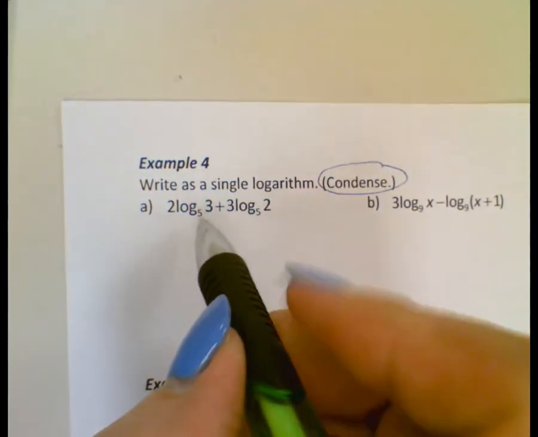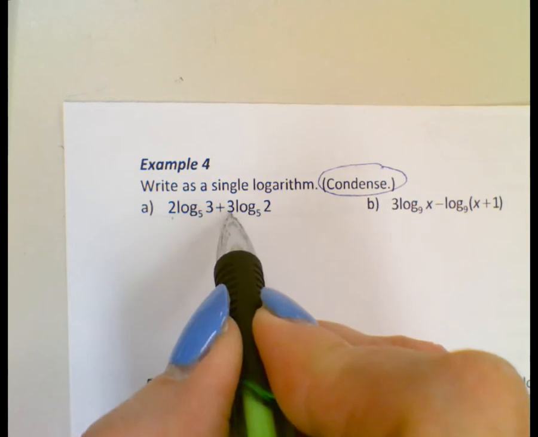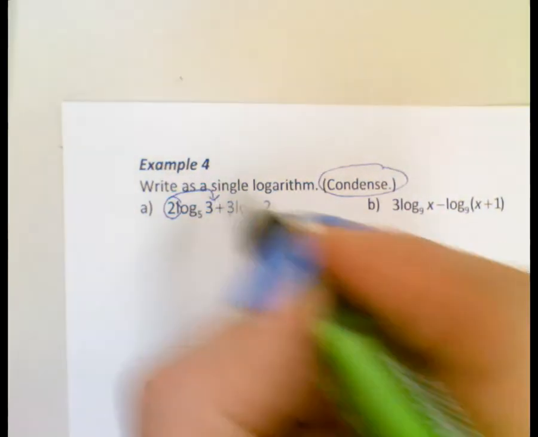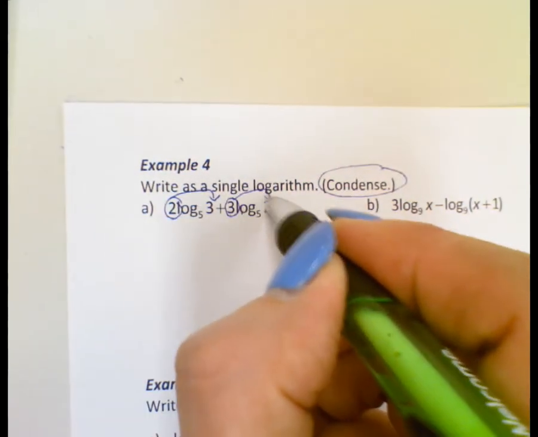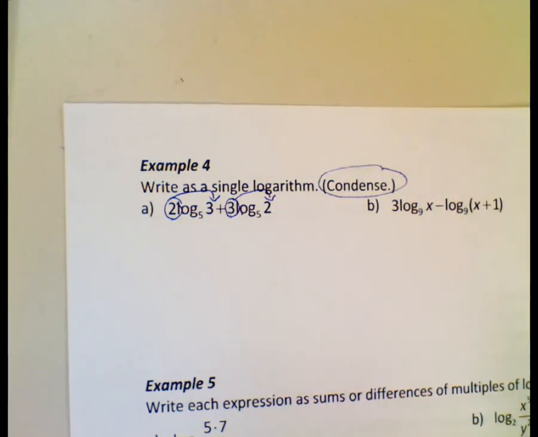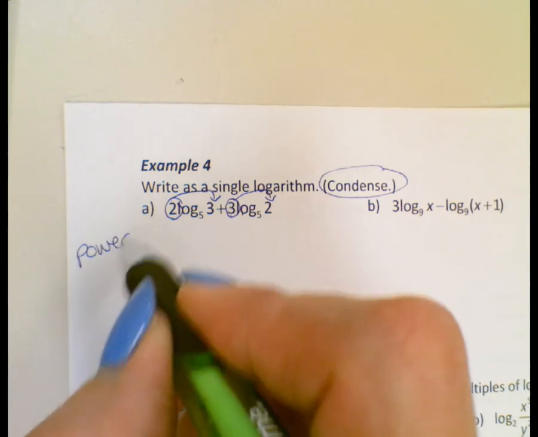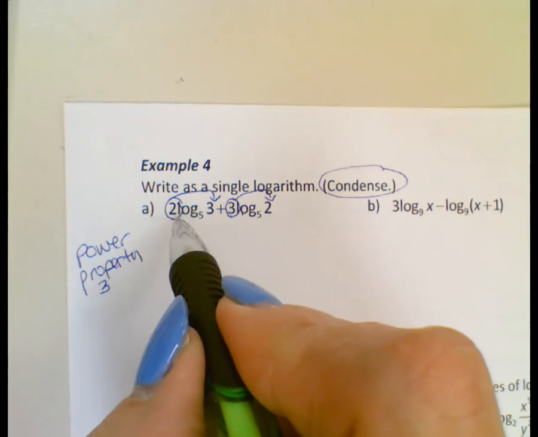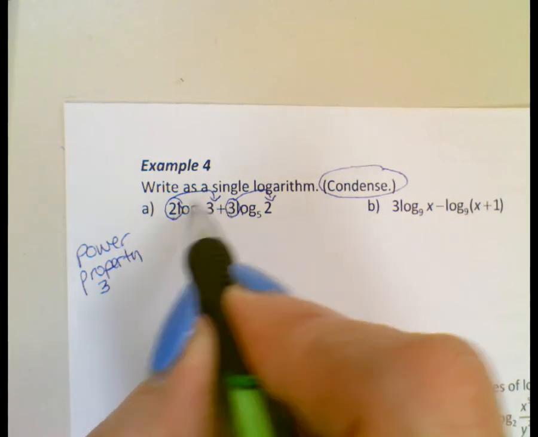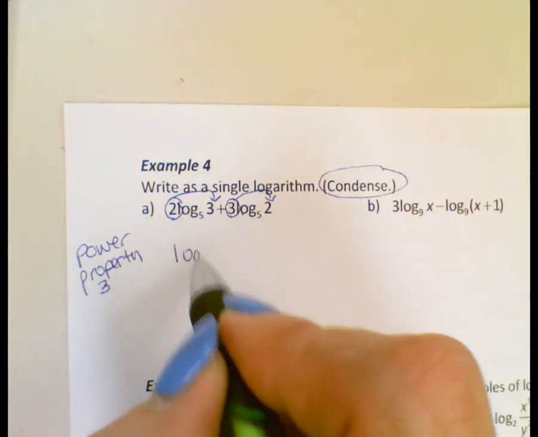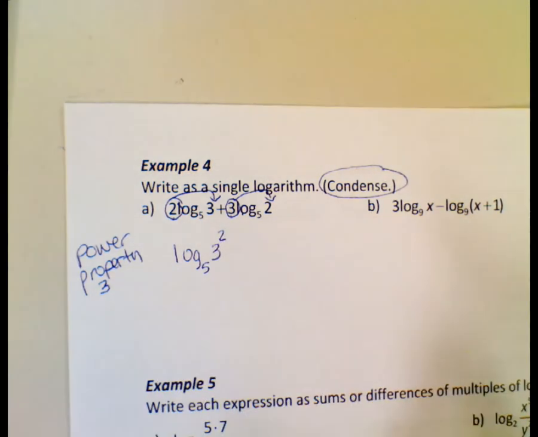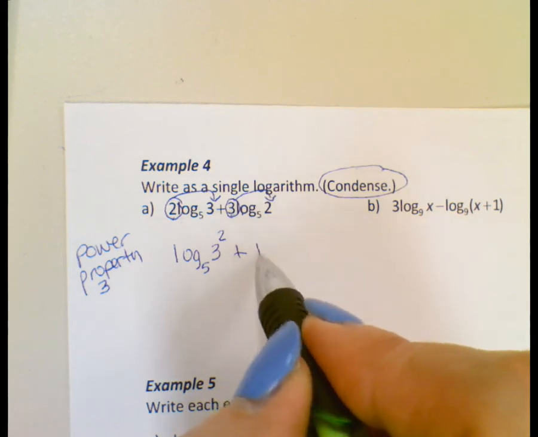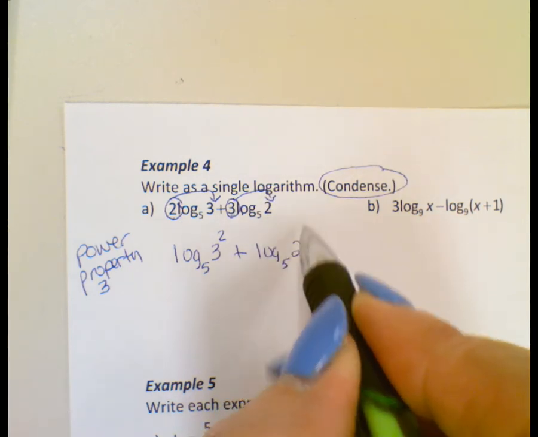See this first one? You cannot condense these if there is a number out front. So what we're going to do with this 2 is move it back into its exponent form, and we're going to move 3 back into its exponent form. This is the power property, property 3. We're going to shrink this big 2 to an exponent. So we write log base 5 of 3 squared plus, now we make this big 3 a little 3, log base 5 of 2 cubed.